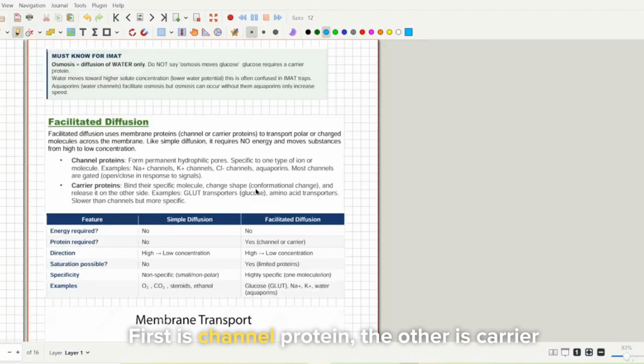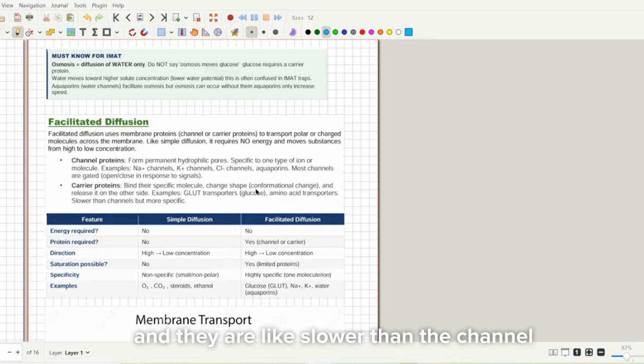So there are two proteins. First is the channel protein, the other is the carrier protein. Channel proteins form permanent hydrophilic pores, while carrier proteins bind their specific molecules. So these are the two types that you need to know. You can see the examples here: sodium channel, potassium channel, chloride channel, aquaporins. And for carrier proteins, it is glucose transporters, that is for glucose molecules, and amino acid transporters. They are slower than the channel proteins, but they are more specific, right? Carrier proteins are really specific and really selective for the things that pass through them.